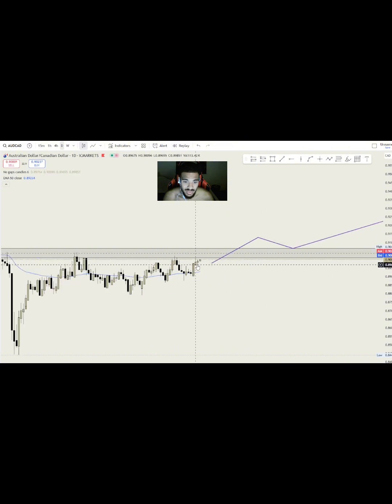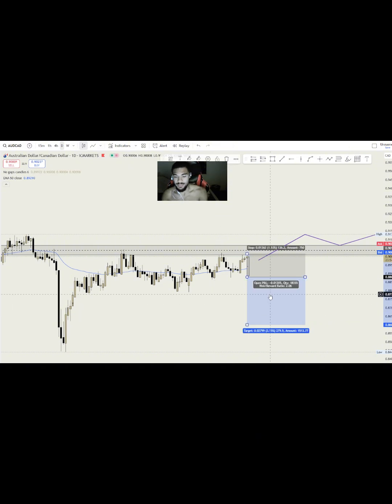Potentially something like this. You can see you got 1, 2, 3, 4 candles. If we get a nice bearish engulfing like this on the daily time frame, then probably I'd look to get in for something like that. But if we don't get that, I won't be touching it for now.